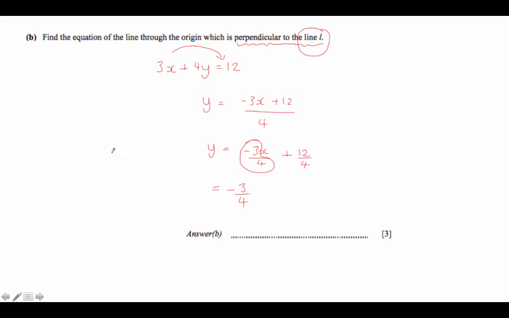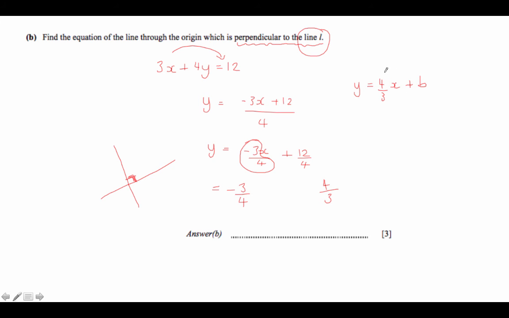However, we don't want this line, we want the line which is perpendicular to it. And perpendicular lines, the gradients are negative reciprocals of one another. So if one is minus 3 over 4, then this one has got to be 4 over 3, because it's a negative and it's a reciprocal. So we know the equation is going to be y equals 4 over 3x plus b. How do we find the plus b?